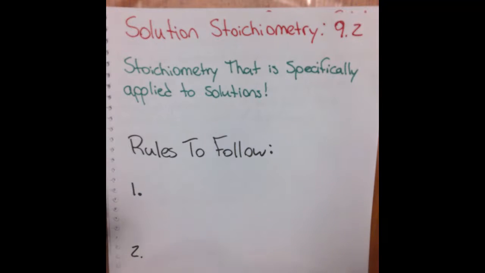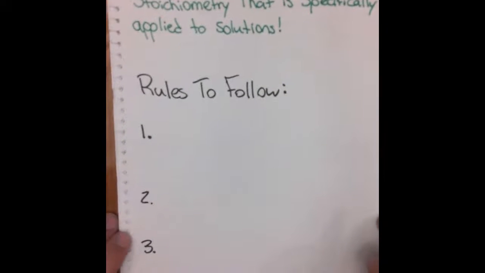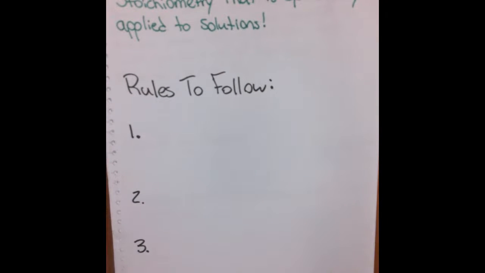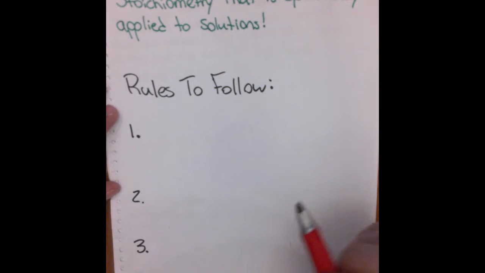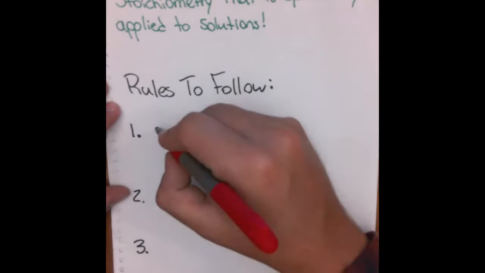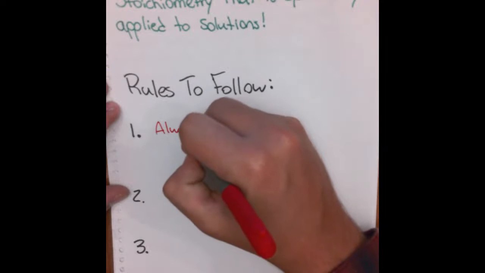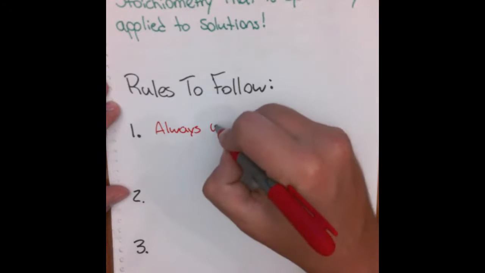There are three main rules that we need to follow while we are doing our stoichiometry questions involving solutions. Our first rule is applicable with all of our stoichiometry, not even just our solutions: always use a balanced equation.